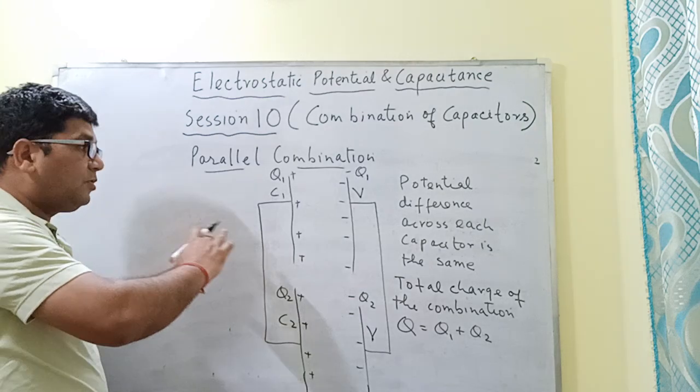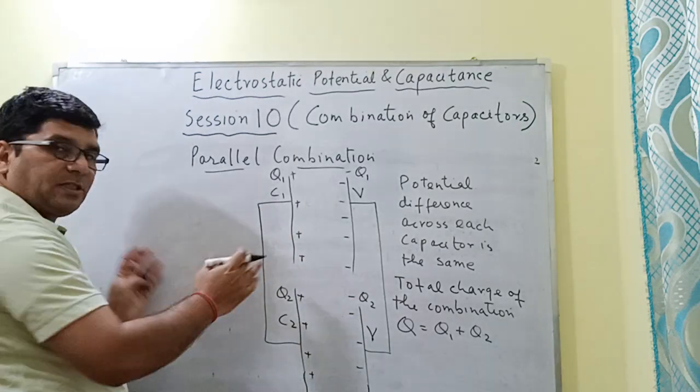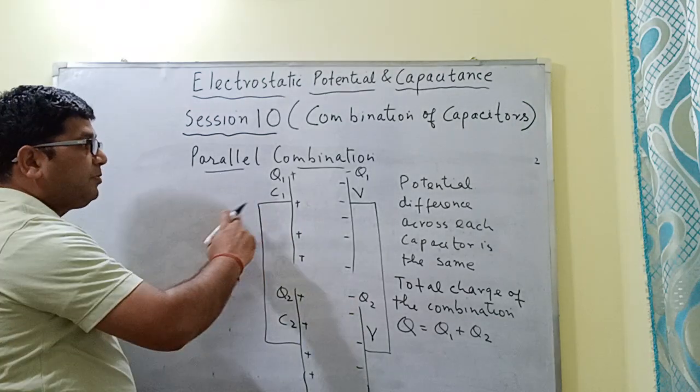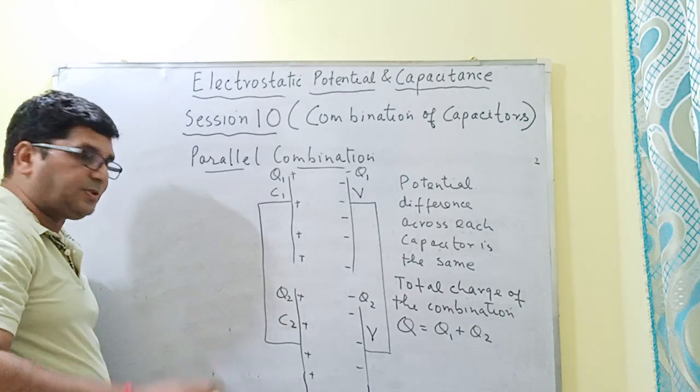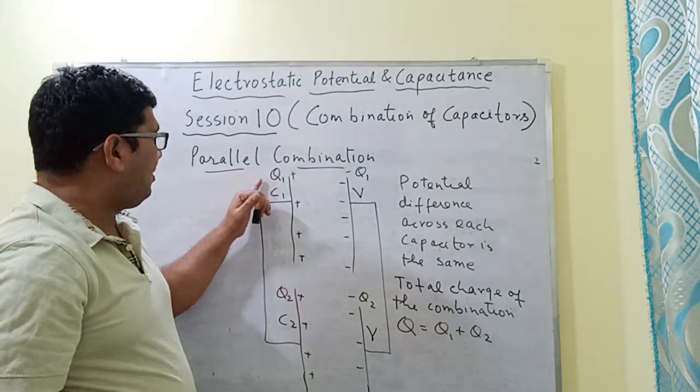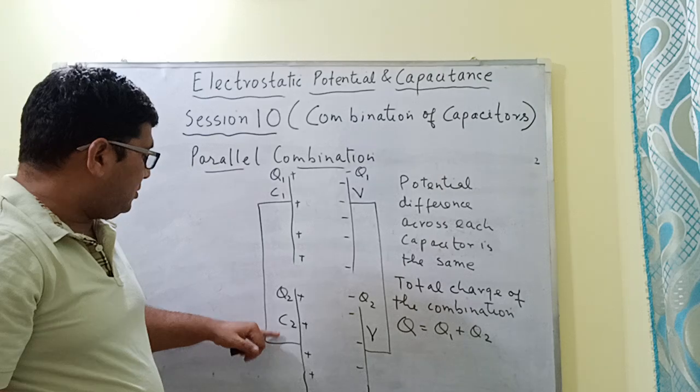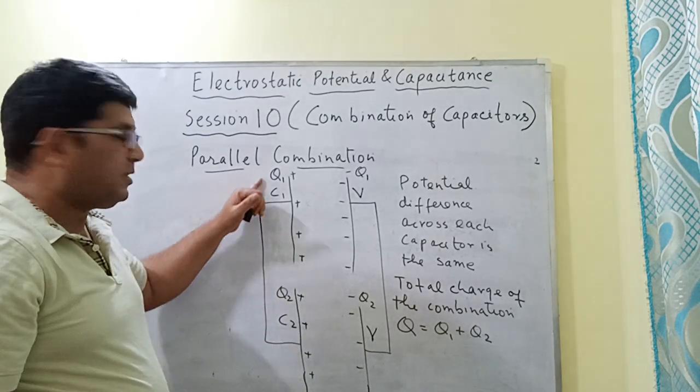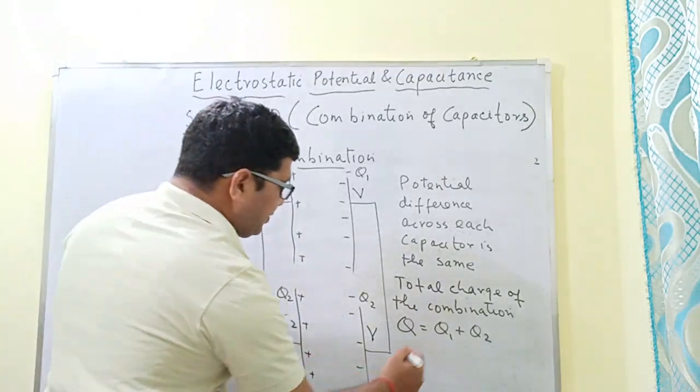सीरीज में क्या होता था कि दोनों जो मैंने चार्ज लिए थे, दो कैपेसिटर का जो मैंने कॉम्बिनेशन लिया था, उसमें दोनों कैपेसिटर्स के ऊपर जो चार्ज है वो सेम था. यहाँ पर ऐसा नहीं है, यहाँ पर जो दोनों कैपेसिटर के ऊपर जो है वो चार्ज डिफरेंट है. So Q is equal to Q1 plus Q2.